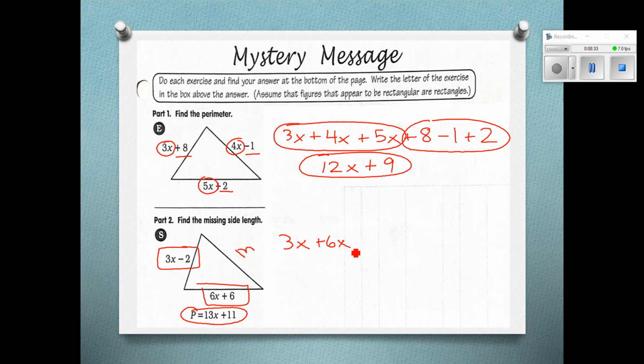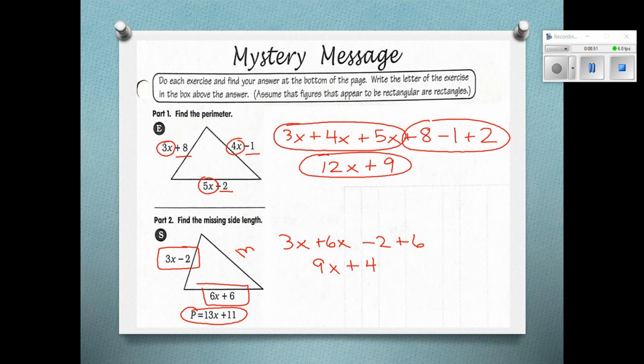I'm going to combine them together and get 9x. I also want to combine together the minus 2 and the plus 6. Different signs subtract and keep the sign of the greater value, so that's going to be plus 4. So when I add together the two sides that are there, I get 9x plus 4.